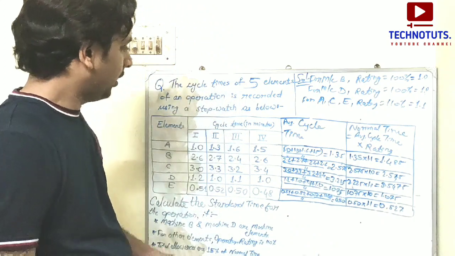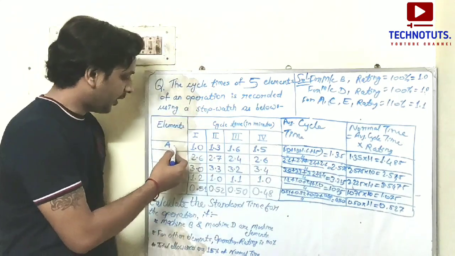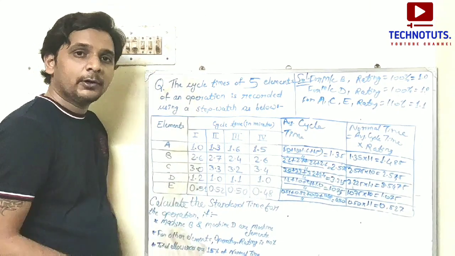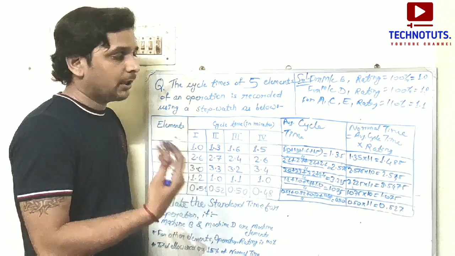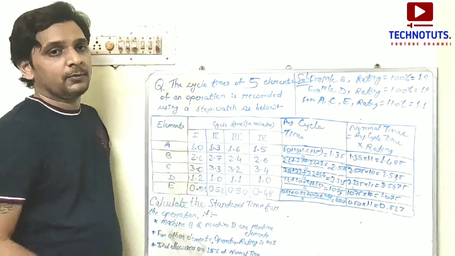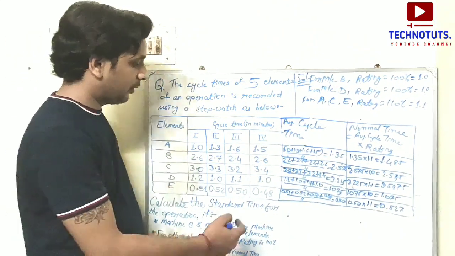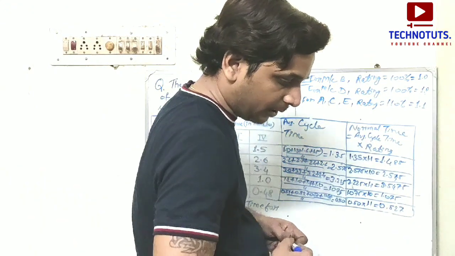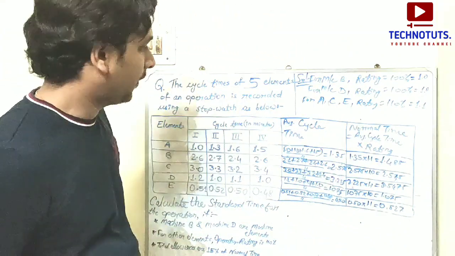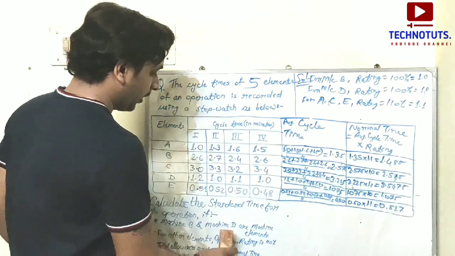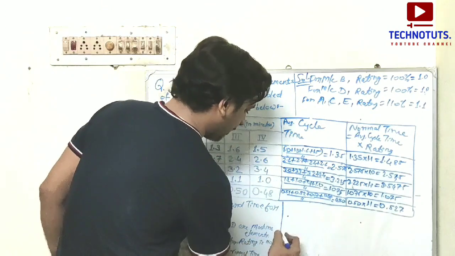Okay. Now we have calculated normal time for all the elements A, B, C, D and E. Now what we have to do, we have to calculate the standard time for all these elements A, B, C, D and E, or we will calculate the standard time for the operation of these 5 elements. Okay, so let us calculate the standard time. We will first calculate the average normal time, then we will calculate the average standard time. Okay, the standard time is the average standard time for any company.